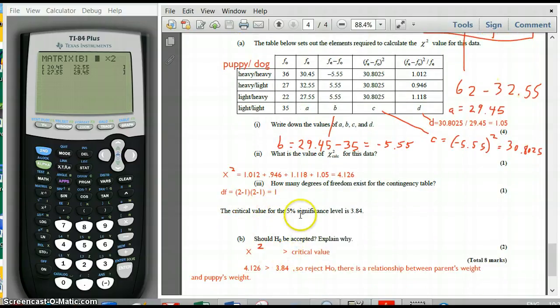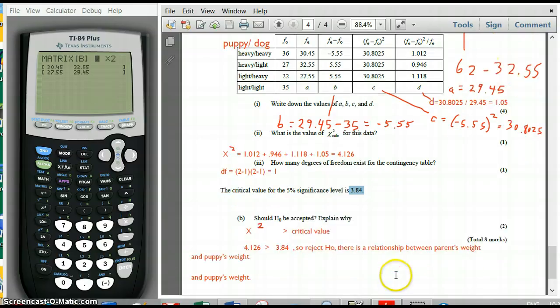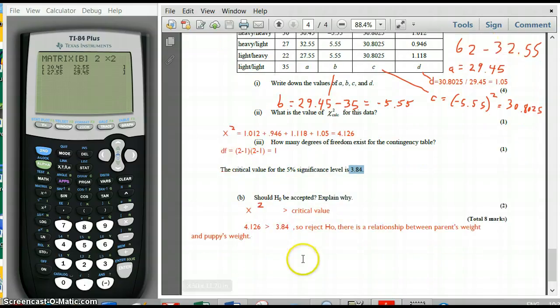Then the critical value for the 5% significance level is 3.84. Should we accept H0, the null hypothesis? Well, if the chi-squared value is greater than the critical value, then we should reject, okay? And our chi-squared value is 4.126. We're going to compare it to the critical value, which is 3.84. It's slightly bigger. So since chi-squared is so big that it's bigger than the critical value, we're going to reject the null hypothesis. So there is a relationship between parent's weight and puppy's weight. It is not independent.